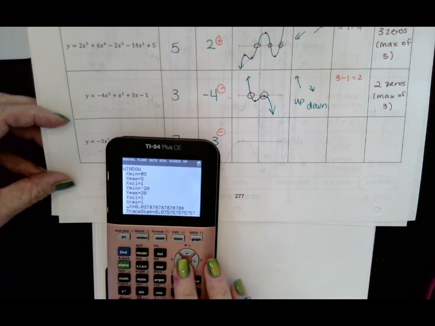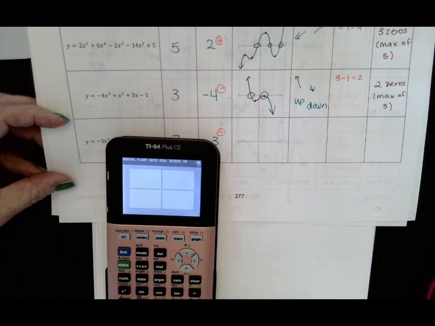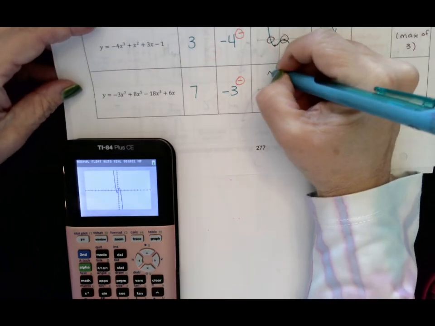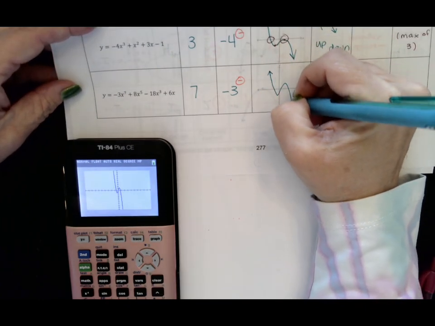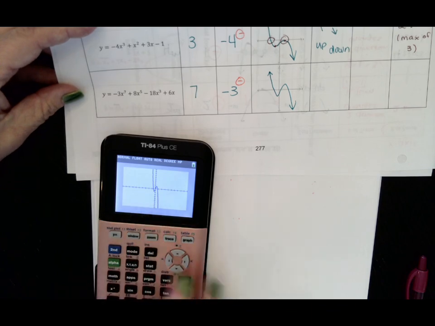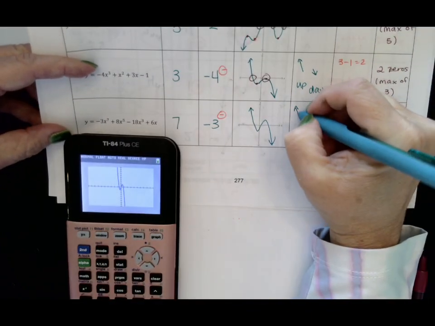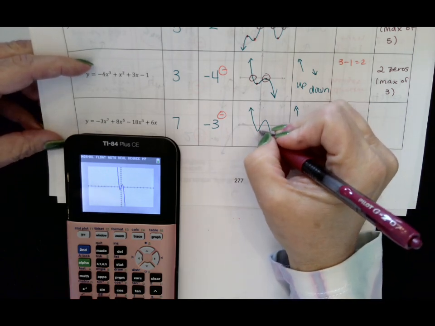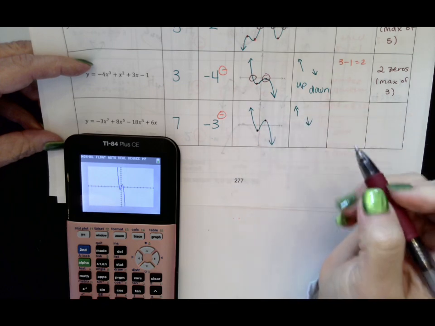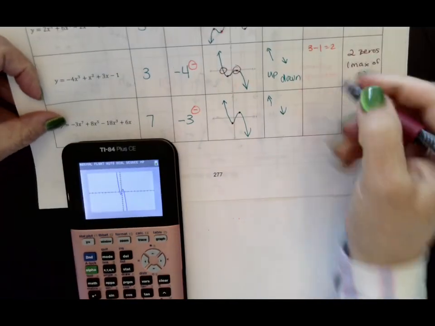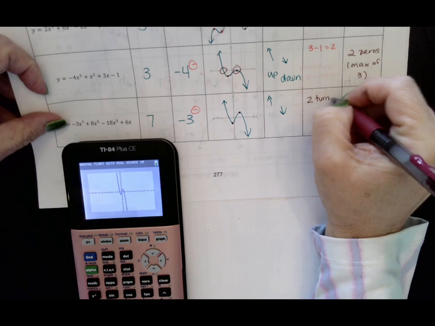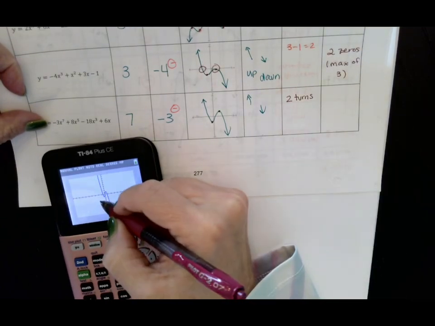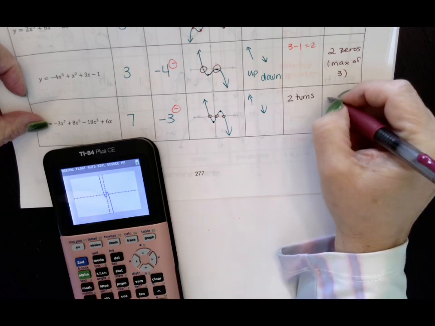I'm going to do something real quick. All right, so here's what I get. So I just messed around with my window, so your window is going to look different. But what do I see here? I have another up-down situation. In this case, it looks like I have 2 turns. So let's go back and look at that again. So I have 2 turns, and then I have 1, 2, 3 zeros.